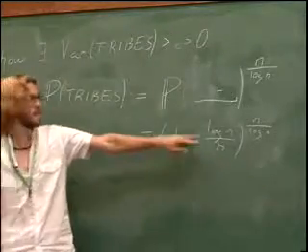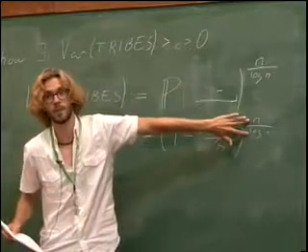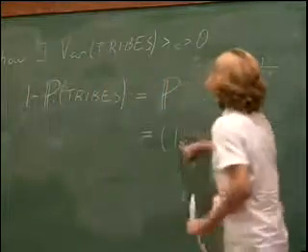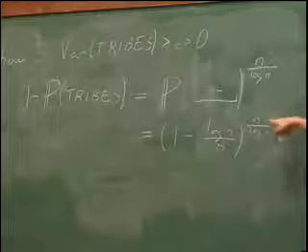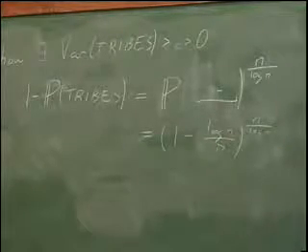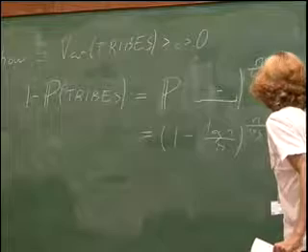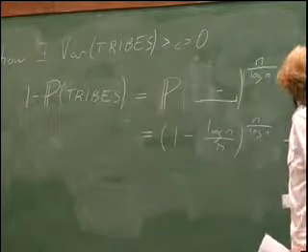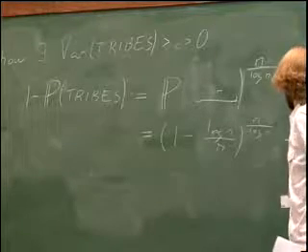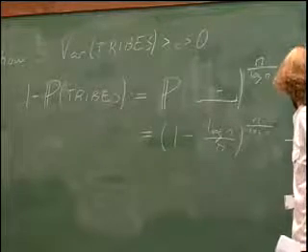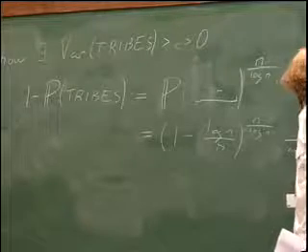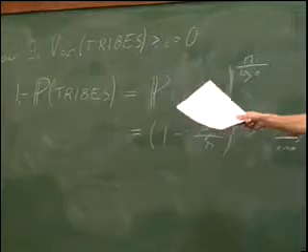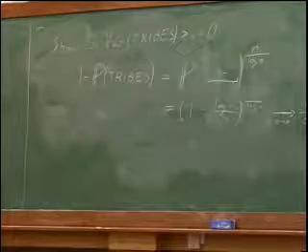As n goes to infinity, then n over log n obviously goes to infinity too. And this is going to behave like 1 minus 1 over x to the x as x goes to infinity. We're going to get something that converges to 1 over e, 1 over the natural base of the logarithm. Okay. So indeed, the probability of the tribes function goes to something non-trivial.